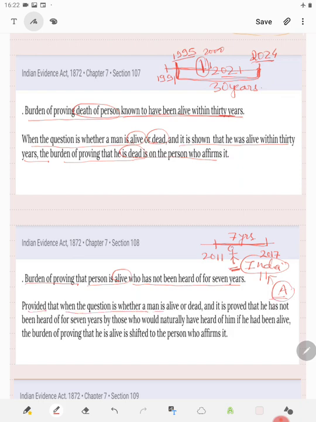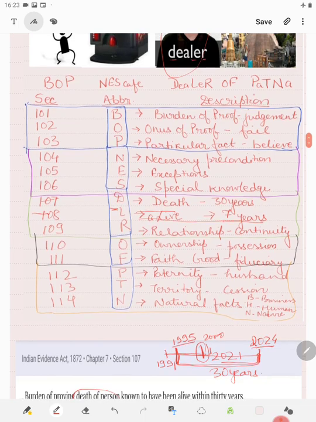provided that when question is whether a man is alive or dead, and it is proved that he has not been heard of for 7 years by those who would naturally have heard of him if he had been alive. So for last 7 years he has not been heard, and question is whether he is living or he is dead, and he has not been heard for last 7 years by a person who would naturally have heard about him. The burden of proving that he is alive is shifted to the person who affirms it. So burden shifts on the person who claims that he is alive. So that is section 108.